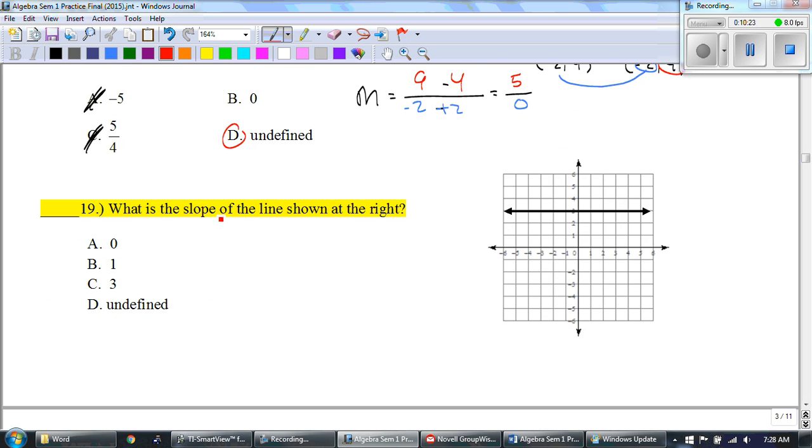All right, number 19. What is the slope of the line shown at the right? This is a horizontal line, and a horizontal line has a 0 slope because it is lazy.